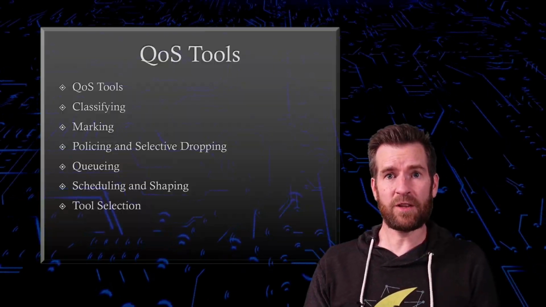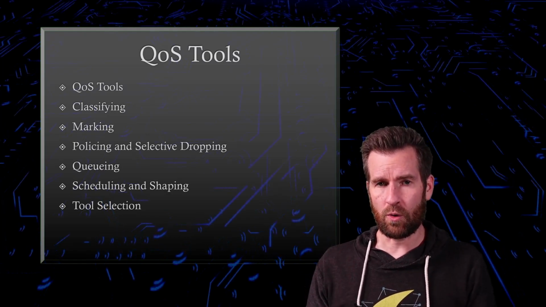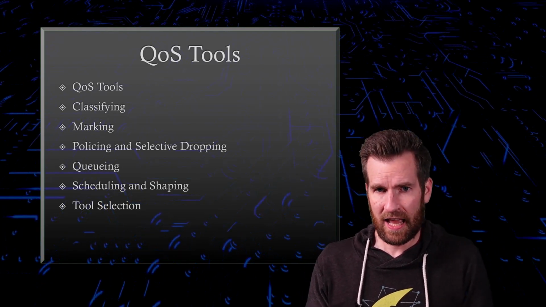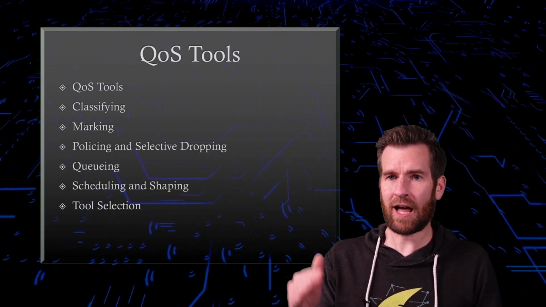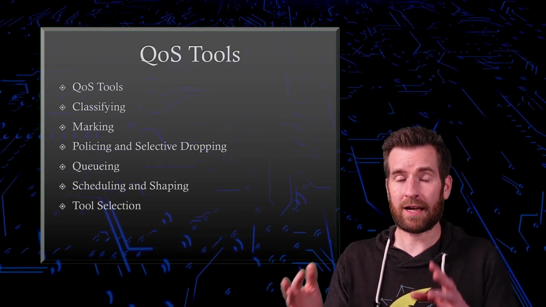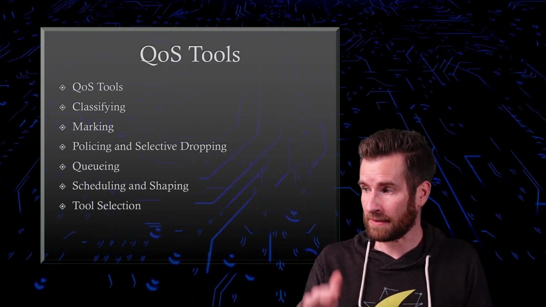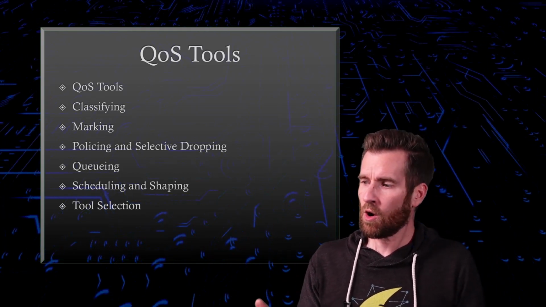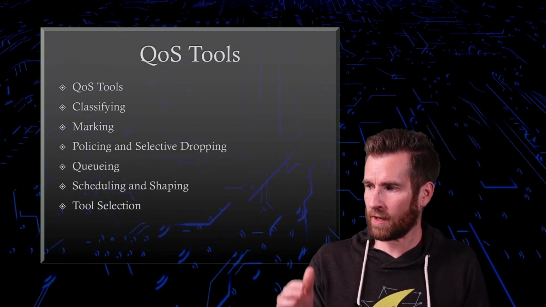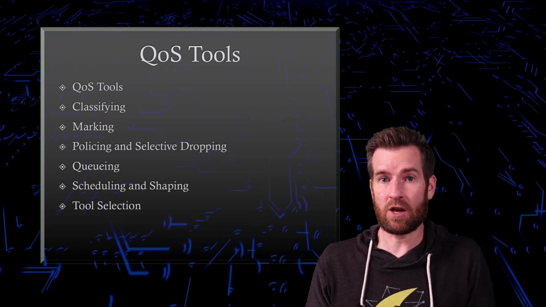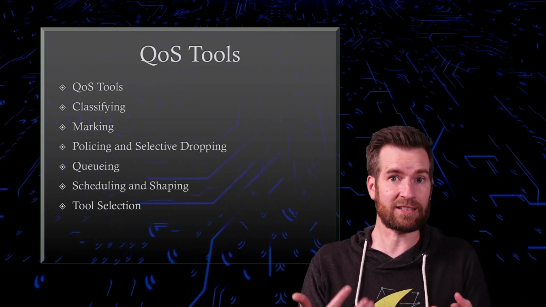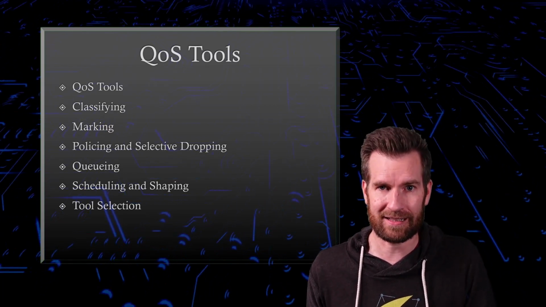We'll start out this video by going over a quick overview of what the different tools are. Then I'm going to get more in depth into each one of those tools. So we'll talk about classification, we'll talk about marking, we're going to get into policing and selective dropping, we're going to get into queuing, we'll get into scheduling and shaping, and then we'll wrap up this video by talking about tool selection, what it is that you would implement.